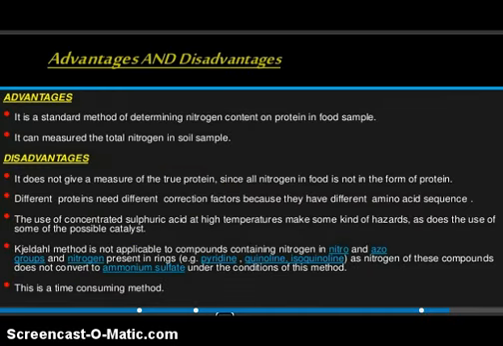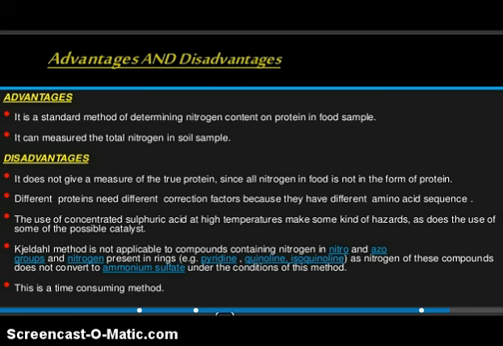So friends, advantages and disadvantages. What is the advantage? It is a standard method of determining nitrogen content in protein and in food samples, and it measures the total nitrogen in soil samples.